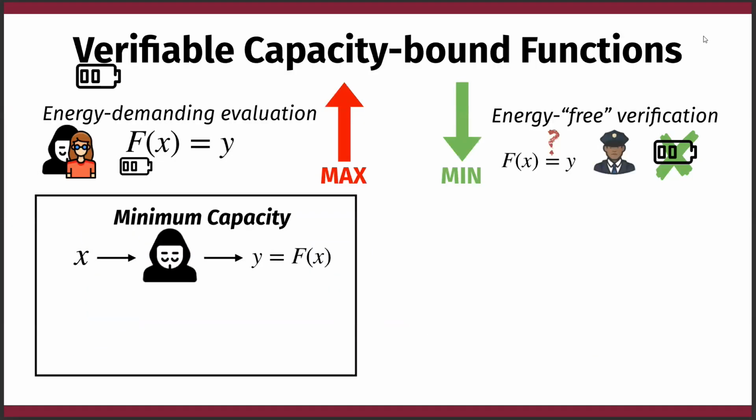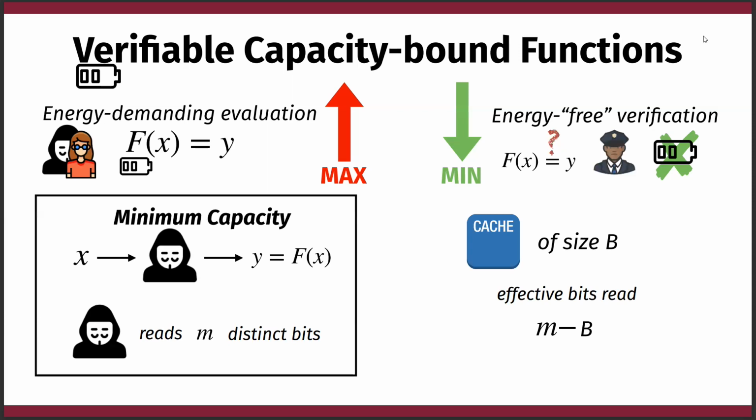We propose some definitions to define these properties. So the first property is called minimum capacity. So even if you pre-compute the function, if I give you an input and you compute the correct output of the function, then we know that the adversary is going to read m distinct bits from the memory. And this is nice because now if your cache is of size B, you can preload at most B bits in the cache, and now you're going to read at least m minus B bits from the main memory. And that's the amount of energy you're going to consume.